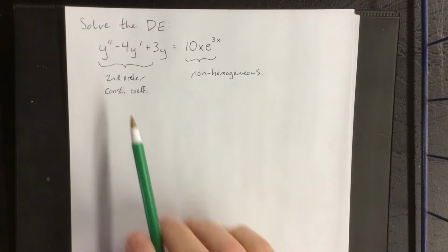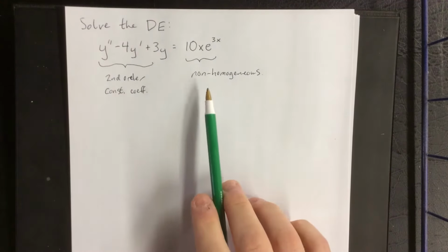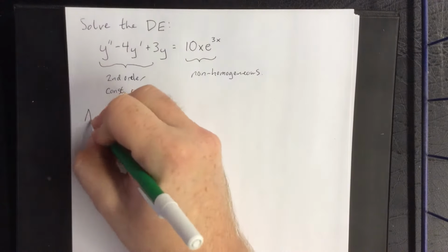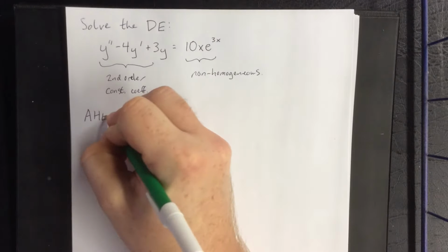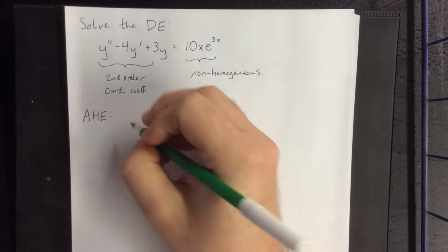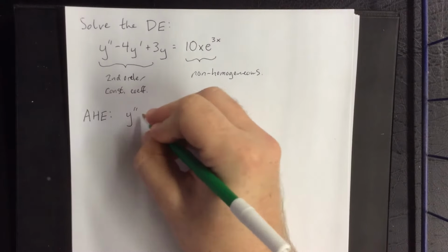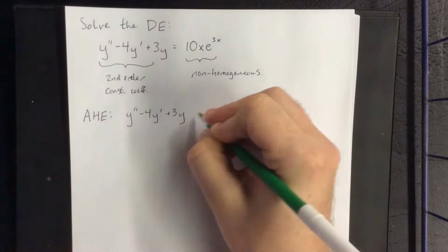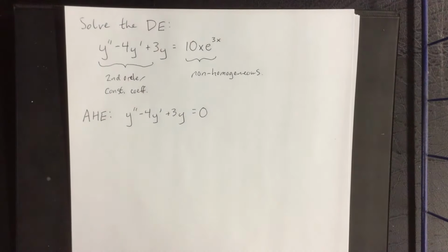So again, because these are constant coefficients, for a non-homogeneous problem that means that we'll be able to use the technique of either variation of parameters or the method of undetermined coefficients with annihilators. So first thing I'd like to do is set us up for success in both of those by talking about the associated homogeneous equation, which would be y double prime minus 4y prime plus 3y is equal to 0.